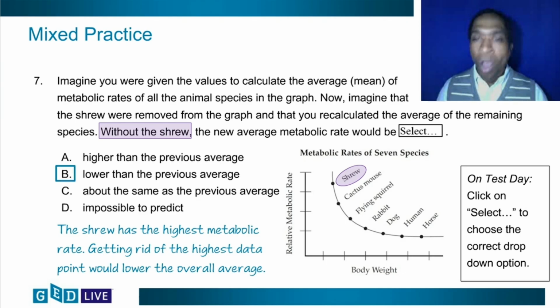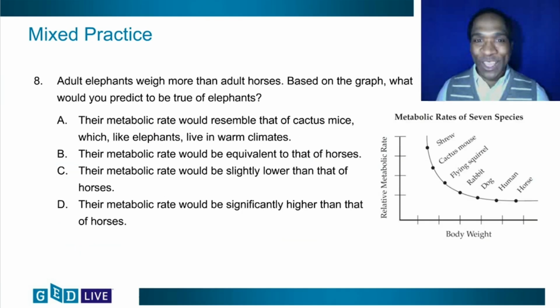One more question for this metabolism information. Here it is. Pause the video to get acquainted, and when you're ready, restart it, and we'll work through.